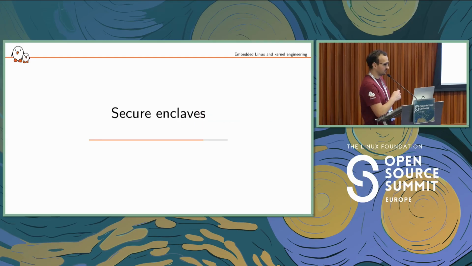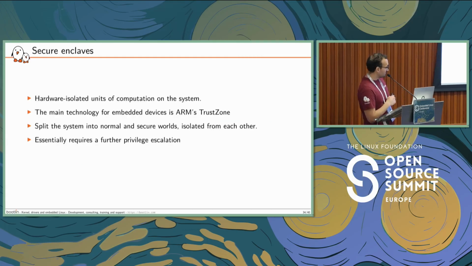So in that case, it's probably not the best. The last one I would like to talk about is secure enclaves. Secure enclaves are just an isolated unit of computation. It's just on your system, there's some hardware that says, hey, this is even more secure than the kernel, essentially. The main technology for this in embedded devices that you might run into is on ARM, it's TrustZone.